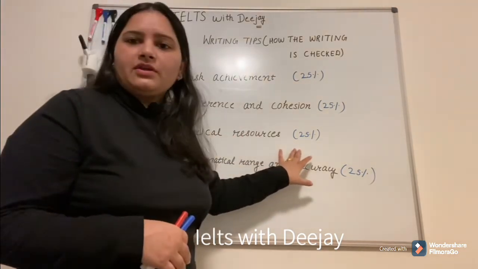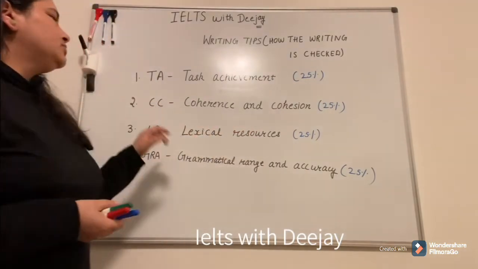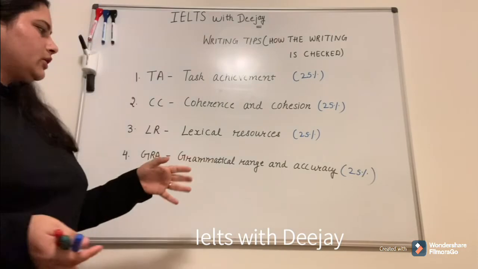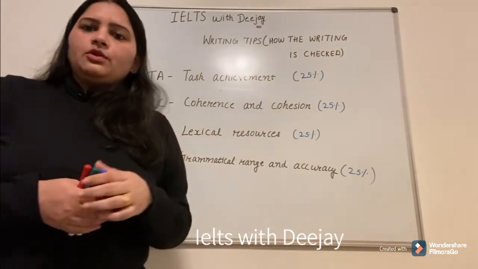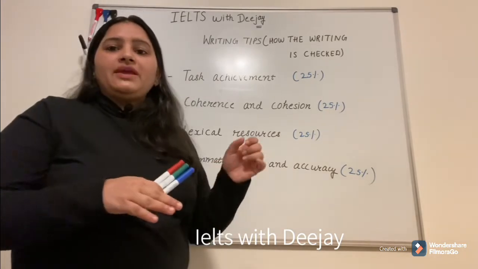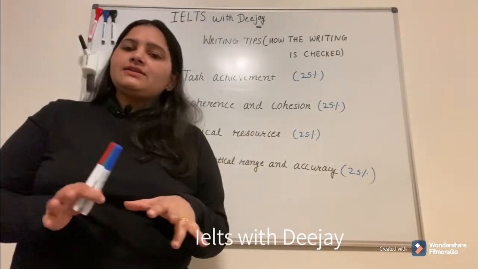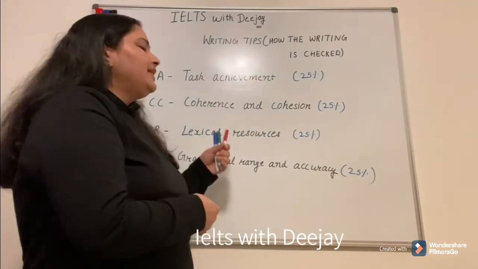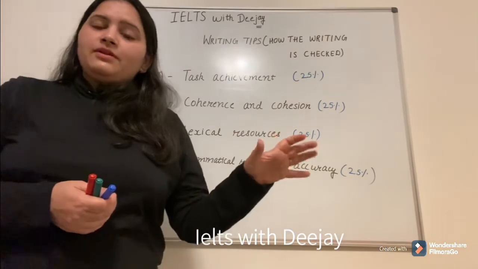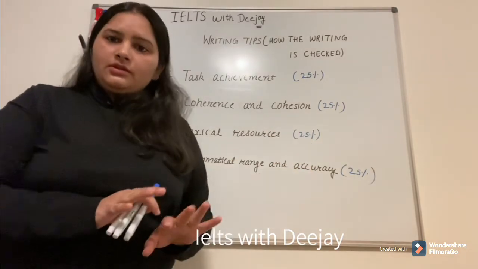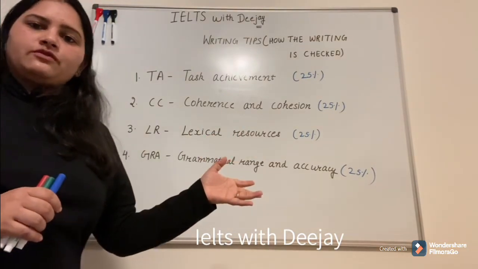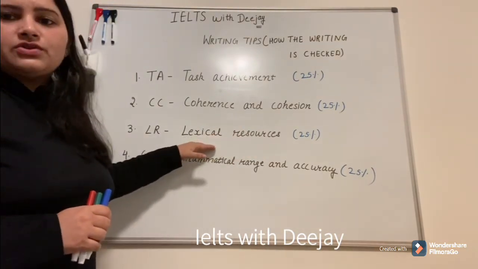Then we have LR, that is lexical resources. We call it vocabulary as well. Students have this misconception that we have to write a lot of vocabulary to get good bands. That is not the main thing. What you should do is just omit the basic words like good, bad, these kinds of things. Find synonyms for those words. And if you can learn some good vocabulary, that is an added benefit. That is perfect. But try to omit the very basic words from your writing. That will be very beneficial.